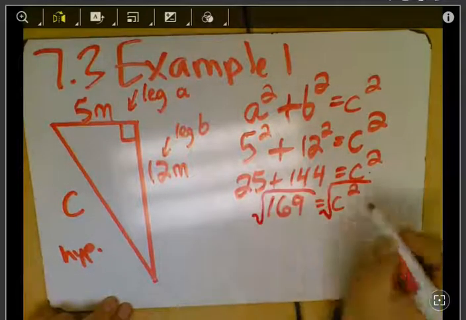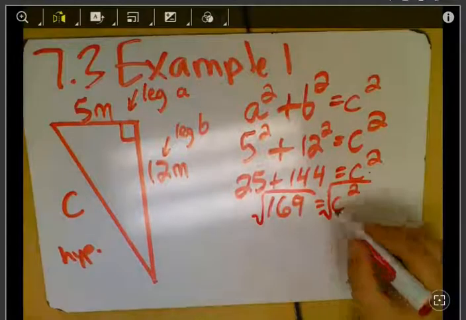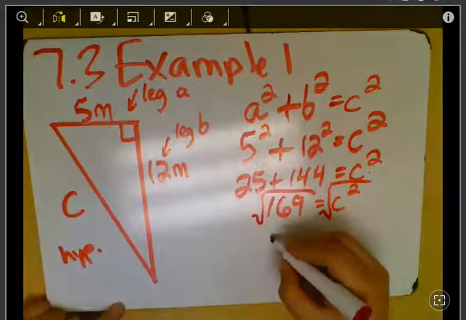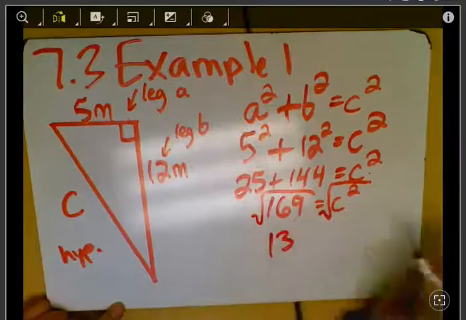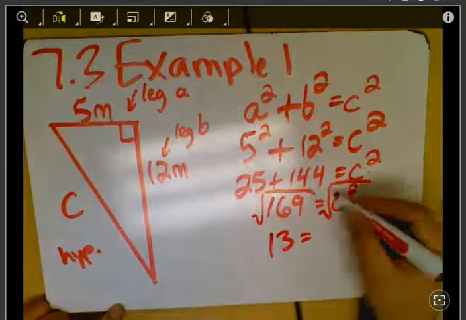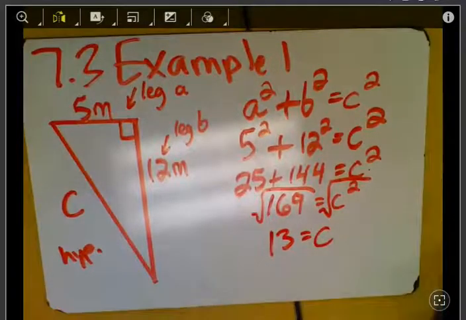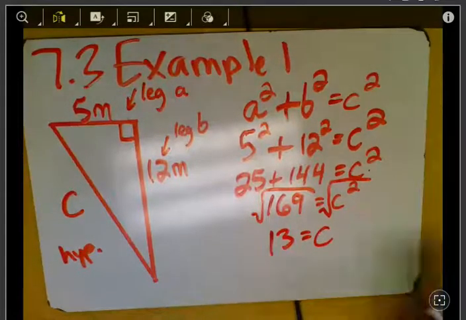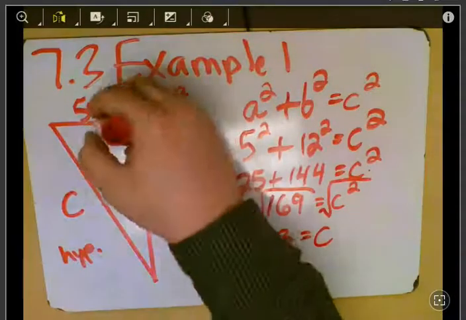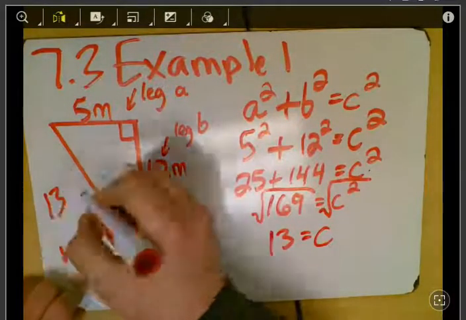So we take the square root of 169, and you can use your calculator to calculate the square root of 169. It is actually an integer. It's 13. And that equals, once you take the square root of something that's squared, they undo each other, so it's just c. So, we have figured out that this side here, c, is actually 13 meters.